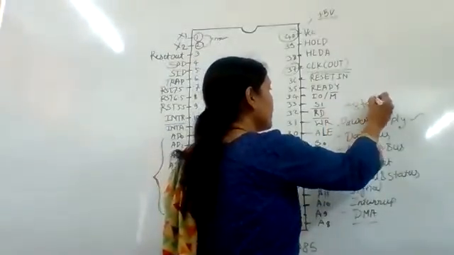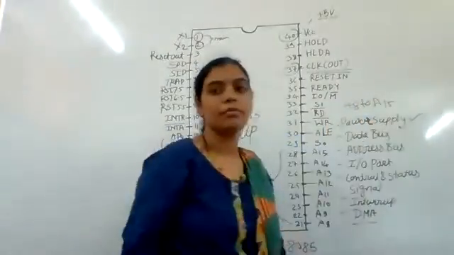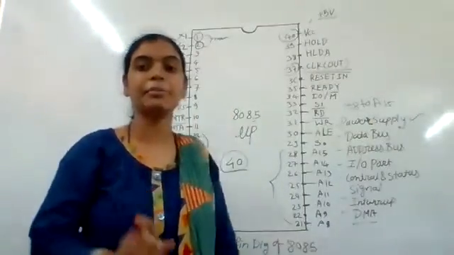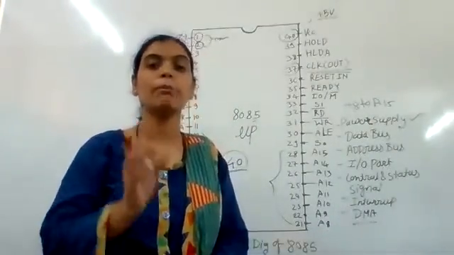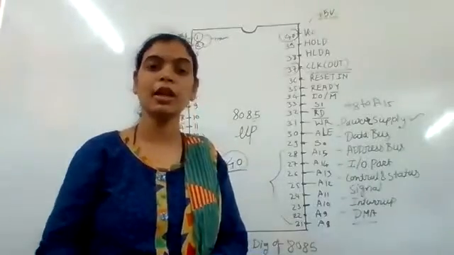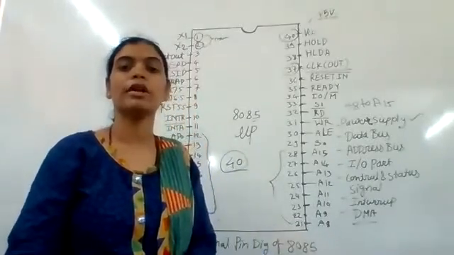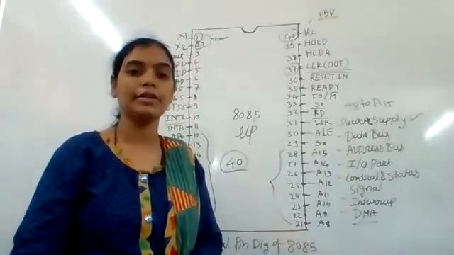A8 to A15 represent the 8 MSB, that is, the most significant bits of the memory location or input output address.